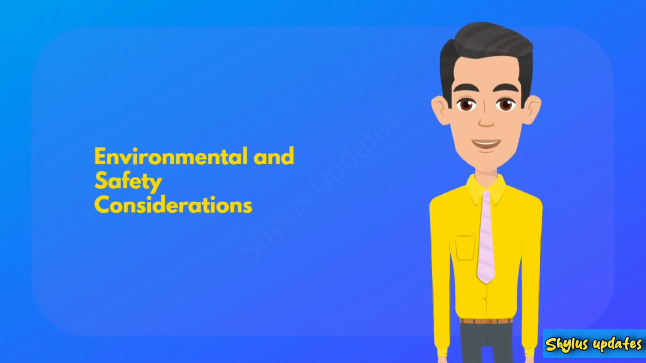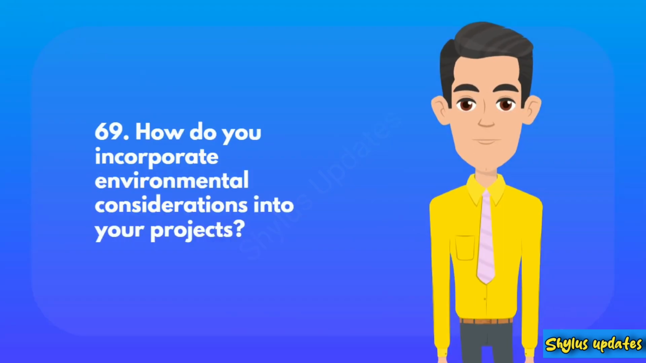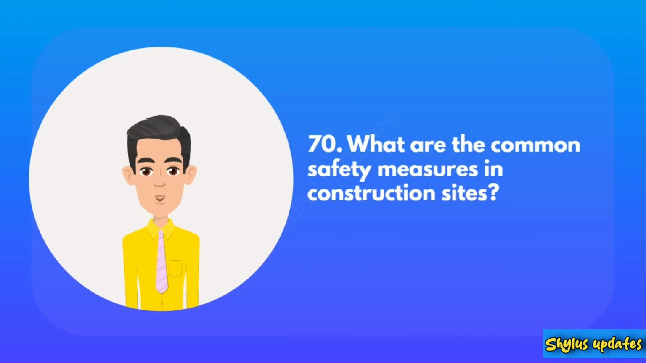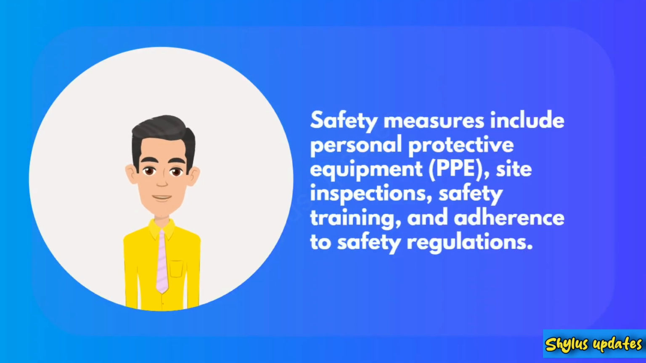Environmental and safety considerations. 69. How do you incorporate environmental considerations into your projects? Considerations include minimizing environmental impact, using sustainable materials, and incorporating energy-efficient designs. 70. What are the common safety measures in construction sites? Safety measures include personal protective equipment, PPE, site inspections, safety training, and adherence to safety regulations.